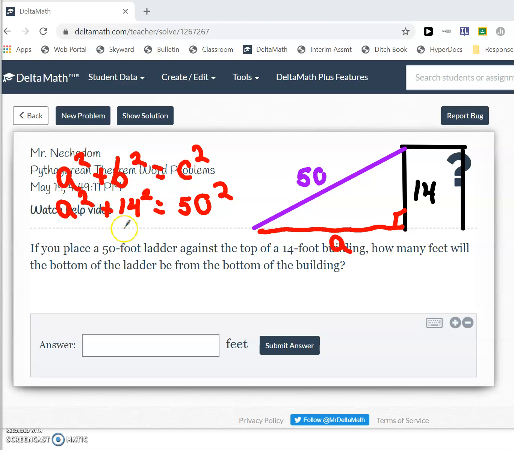Well, first let's do a couple things here. I know this is 196, and I know this is 2500. So what I'm going to end up doing is saying, look, first let's subtract 196 from each side. So let's grab that, see what we can get here.